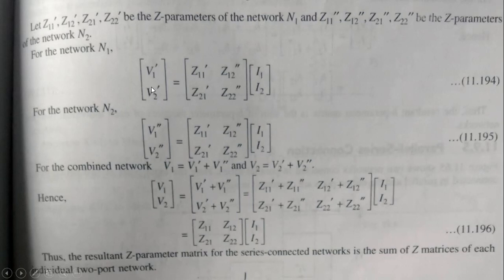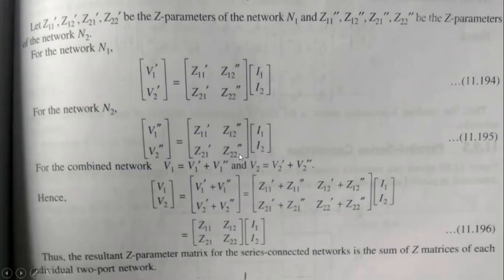Now come towards here for network 1. This was applicable for network 2: V1 double dash, V2 double dash, and again all these things will be double dash. Later on, we can represent the combination in the series circuitry. Always remember, the voltage drop across will differ, whereas the current will be the same throughout the network.